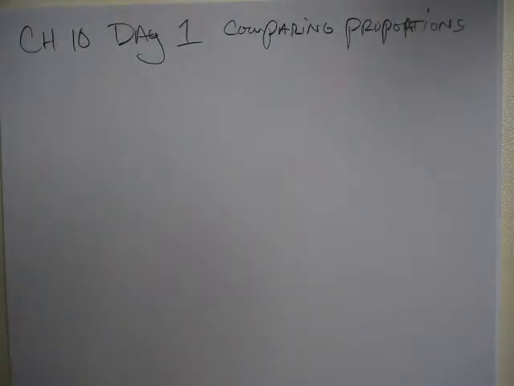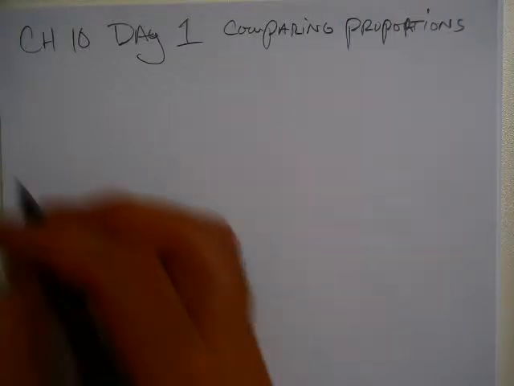Comparing proportions. One of the unfortunate things about statistics is that it uses p for just about every variable, it seems. Probability, p-value, those are actually the same thing. I don't know why they call it two different things. P hat, sample proportion, p, the population proportion. So it's all about context as to what p we're talking about. Today we're going to be talking about proportions.